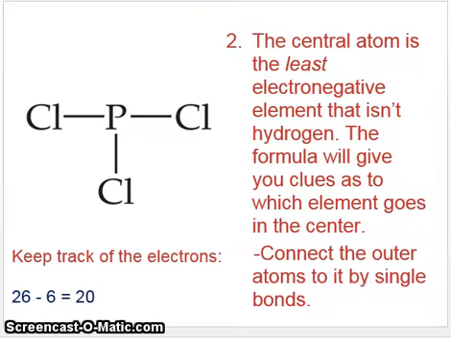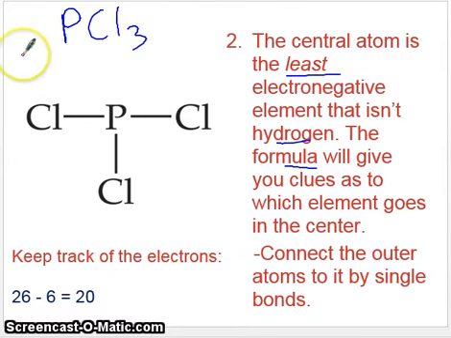Step 2 then is we arrange the atoms by putting the least electronegative element in the middle. Except hydrogen. Hydrogen can never go in the middle because hydrogen can only have 2 electrons around it. And here it says the formula will give you clues as to which to put in the middle. So if the formula says PCl3, then that tells you P must go in the middle. Most of the time, this will work.